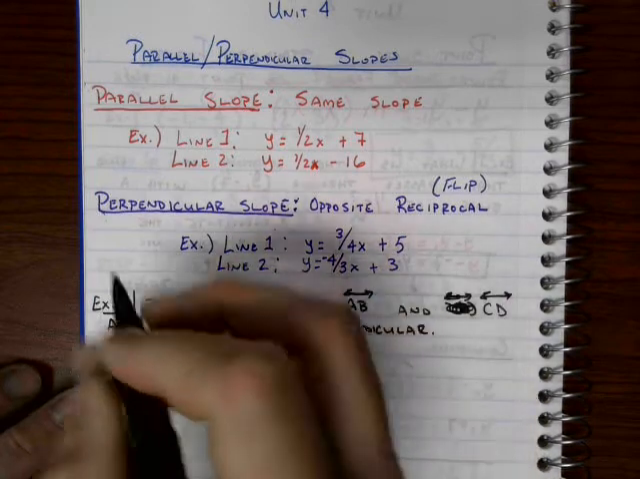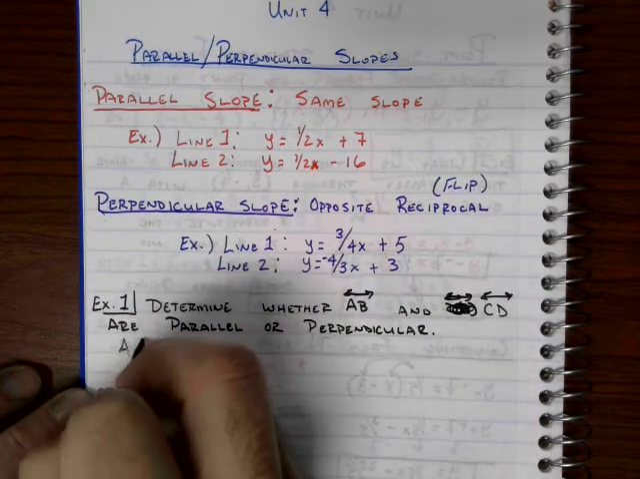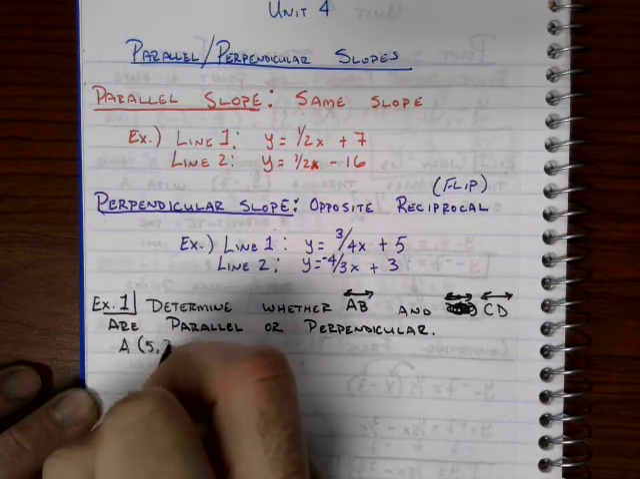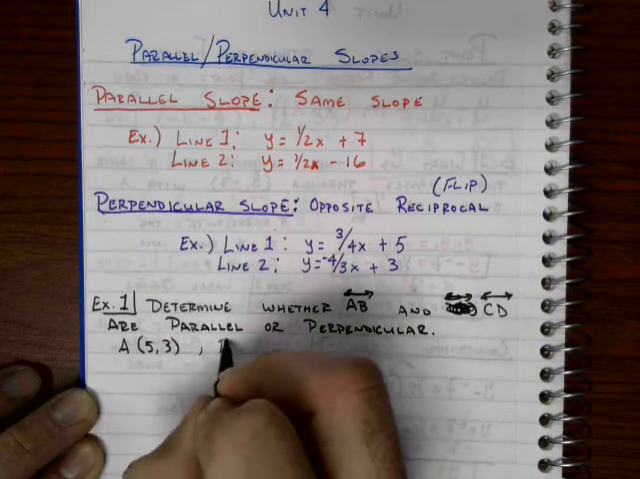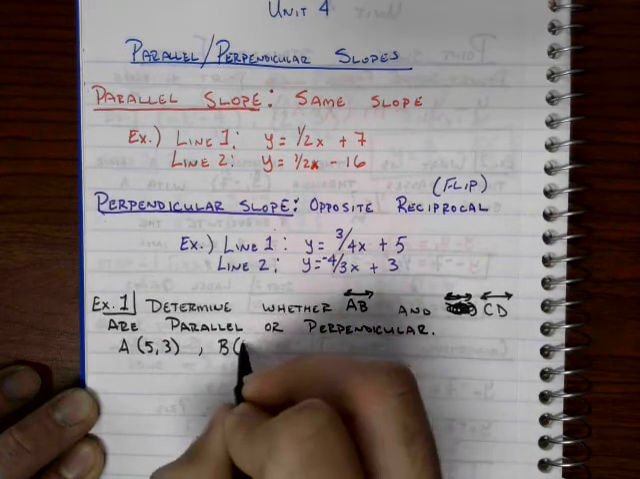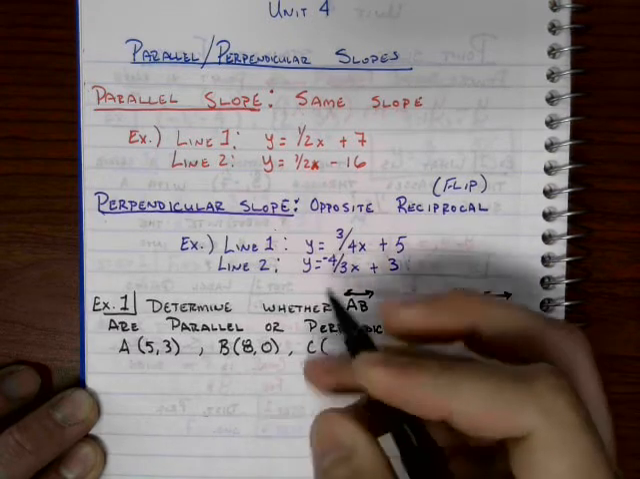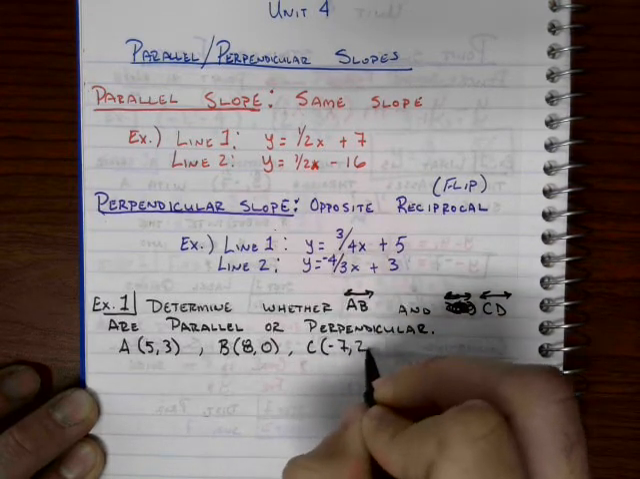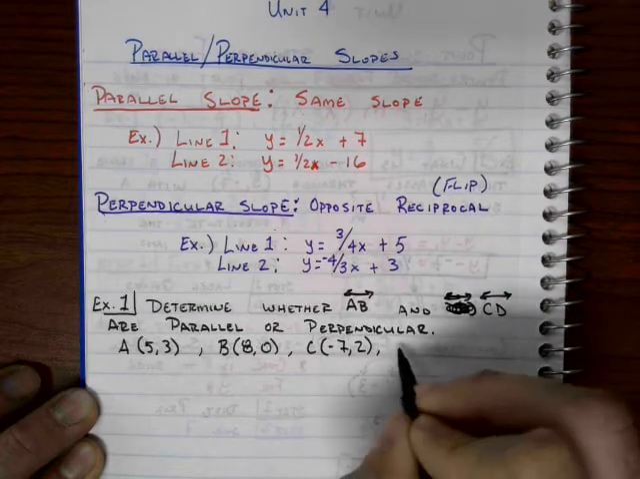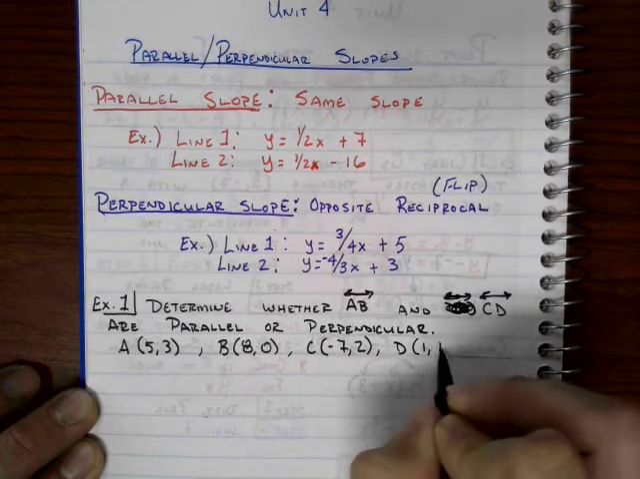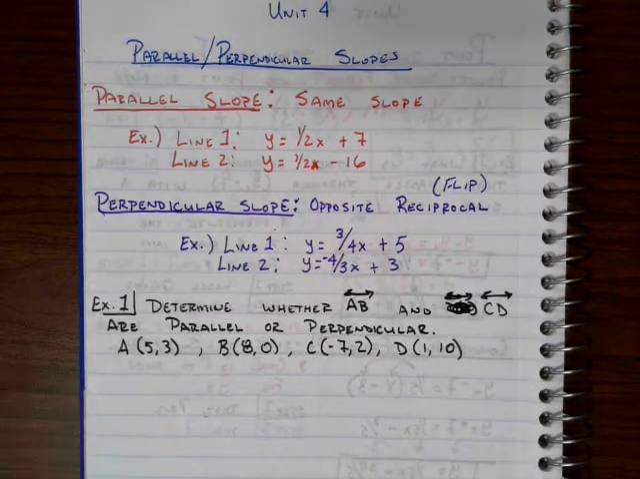So we're given 4 points here. So point A, we have 5, 3. Point B, let's say we have 8, 0. C, negative 7, 2. And D, 11, 0. So I'll give you guys a second to jot that down.